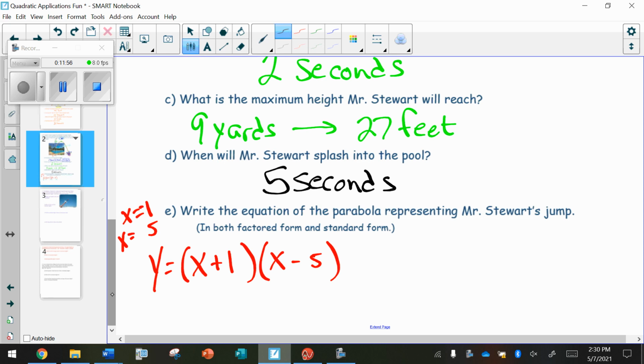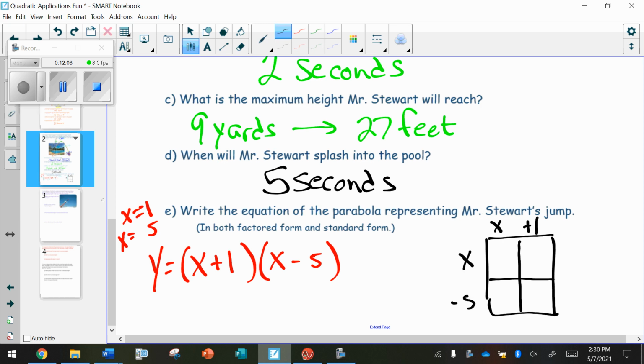In order to get to the standard form, sorry guys, I'm going really fast, but this is just fun for me. We have to use the box method and multiply that out. So I'm going to give you a minute or two. Go ahead and do the box method, multiply that out, and then we will get our standard form for the same equation.